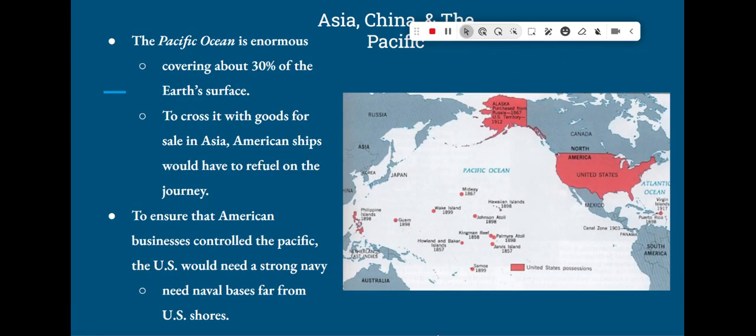But the Pacific Ocean is enormous. It's hard to get across at this time. The Pacific covers about 30% of the Earth's surface. 70% of the Earth's surface is covered by water, and 30% of that is the Pacific Ocean.